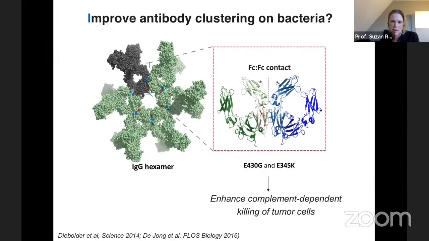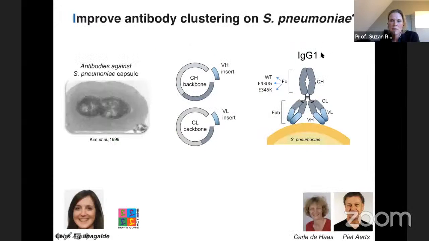This is something that Genmab has done in the past for antibodies against tumor cells. They made a bunch of different mutations in the Fc-Fc contact region, and they found that these two mutations in the Fc tail of an antibody can enhance complement-dependent killing of tumor cells. Together, we started looking into whether this could also work for the development of better antibodies against bacteria. Today I'm going to show you an example of work that we did on Streptococcus pneumoniae.